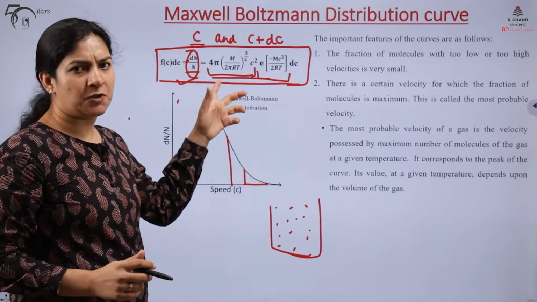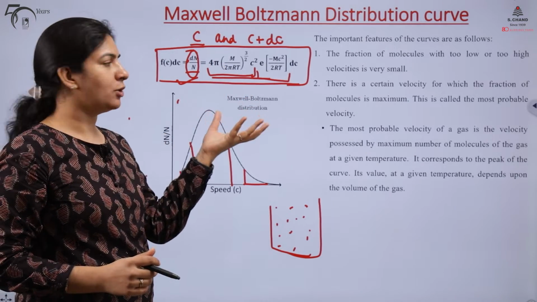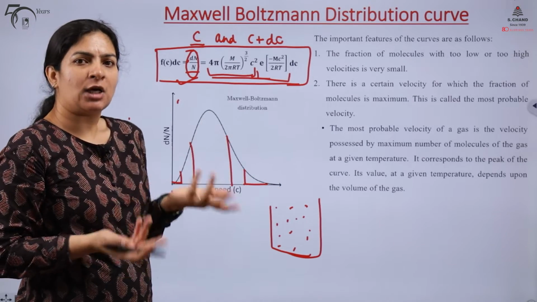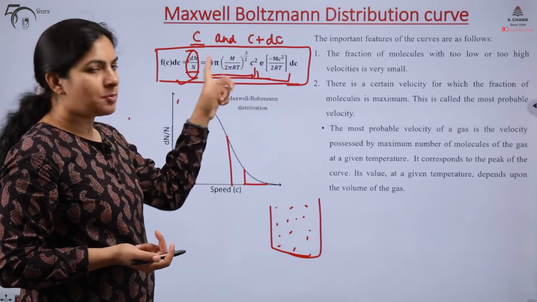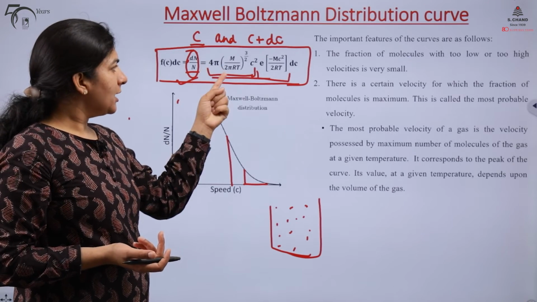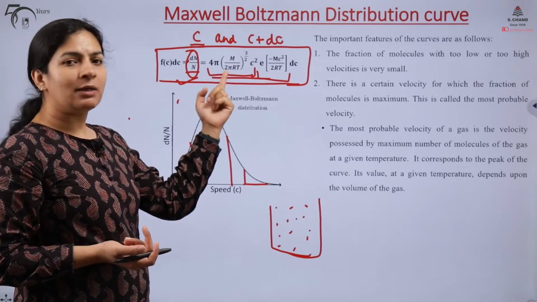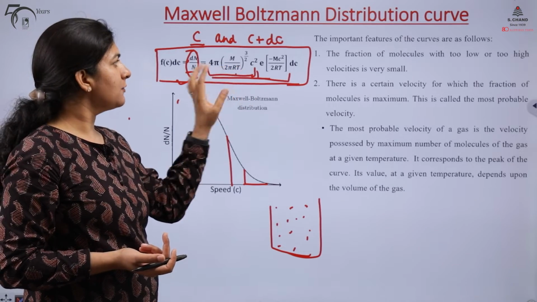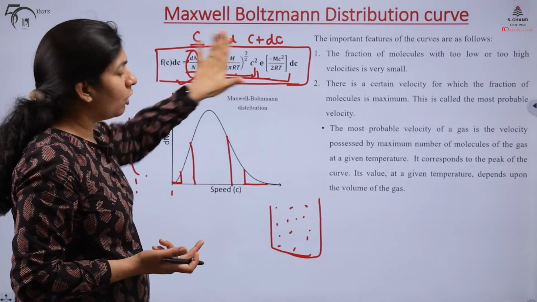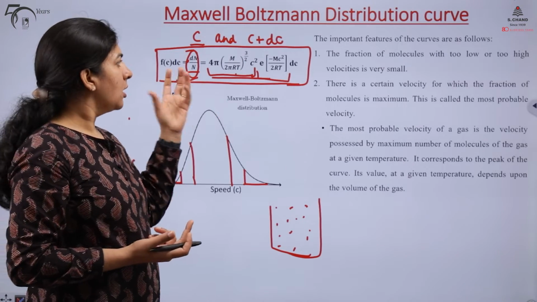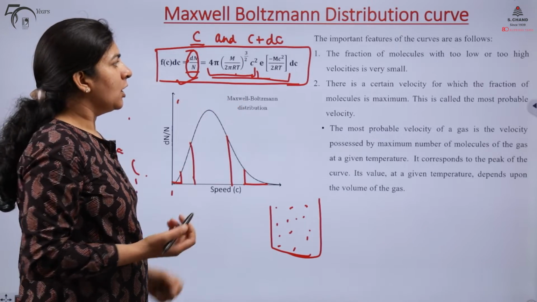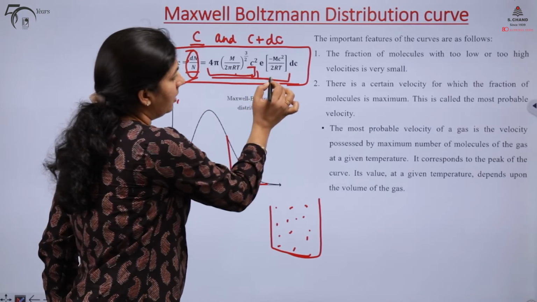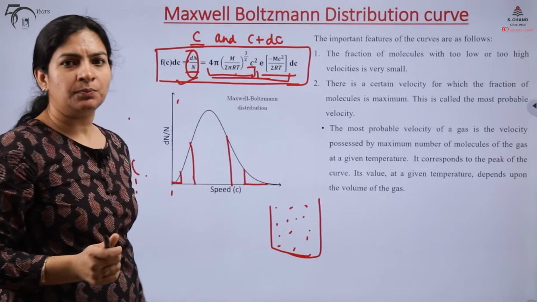This is mostly constant. For a fixed molecule, let's say a nitrogen molecule, an oxygen molecule, or carbon dioxide, the mass will always be fixed, pi is fixed, 2 is fixed, R is the gas constant, and at a particular temperature and pressure, the temperature is always fixed. So this is a fixed or constant quantity. So what is the variable here? It is c square and this exponential term.